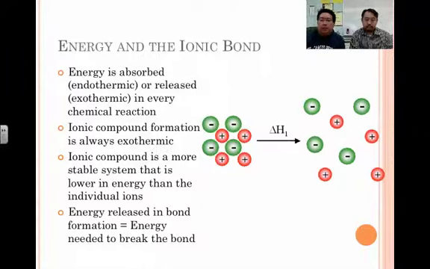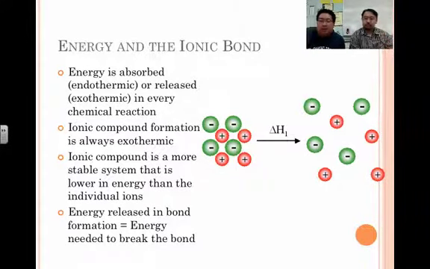Energy in the ionic bond. Usually during chemical reactions, energy is a factor we'll consider. Sometimes energy is absorbed during a reaction, which is another way of saying that it is endothermic, or it could be exothermic if energy is released. So when you're forming an ionic compound, that's always going to be considered an exothermic reaction. So it's always going to be releasing heat.